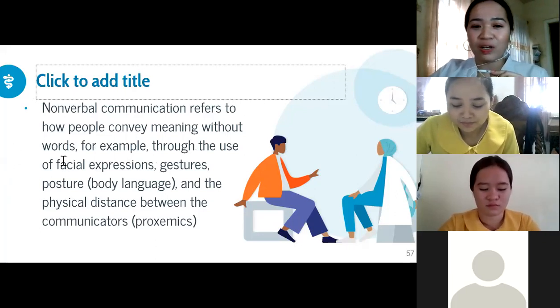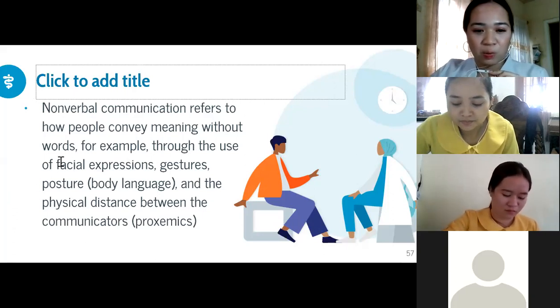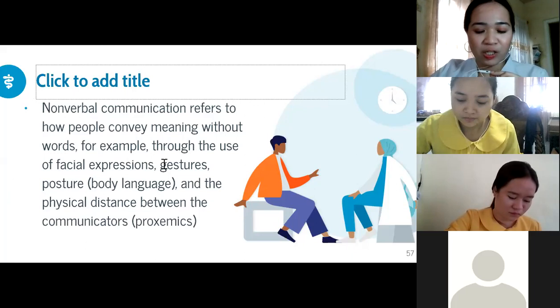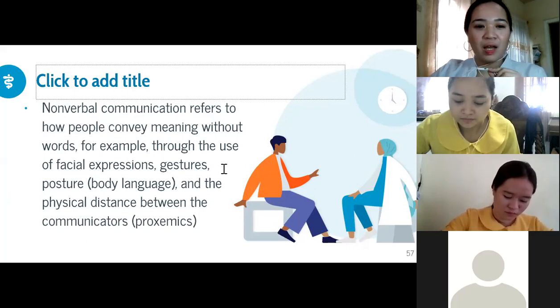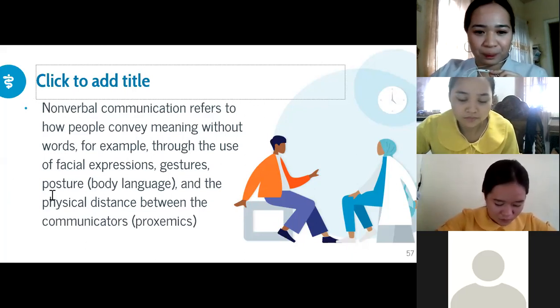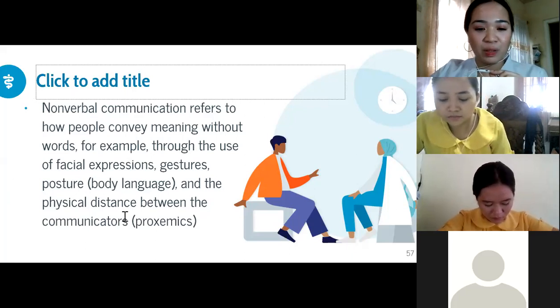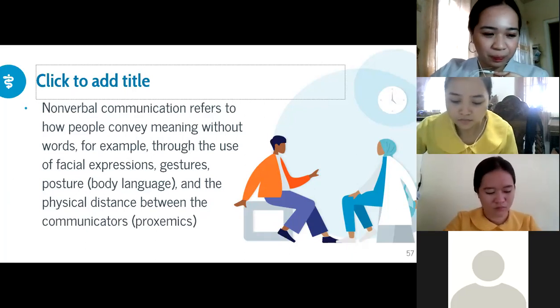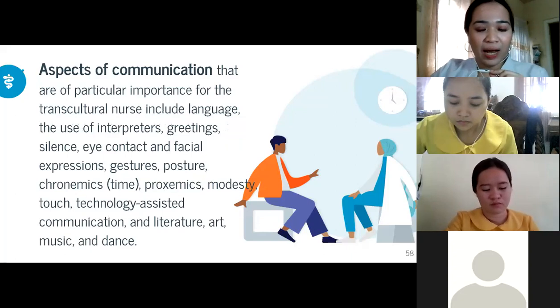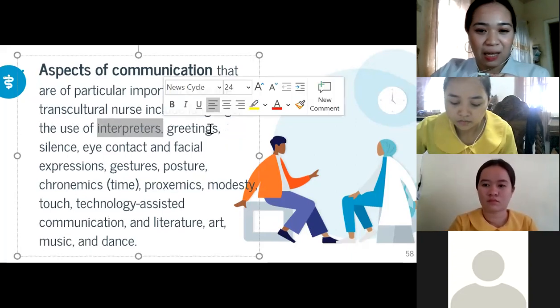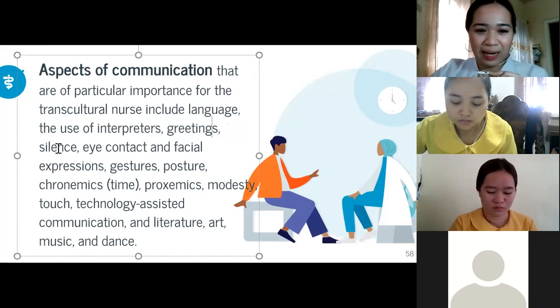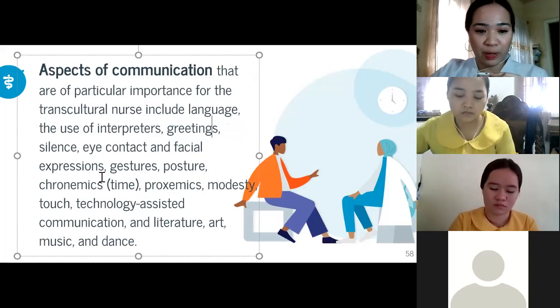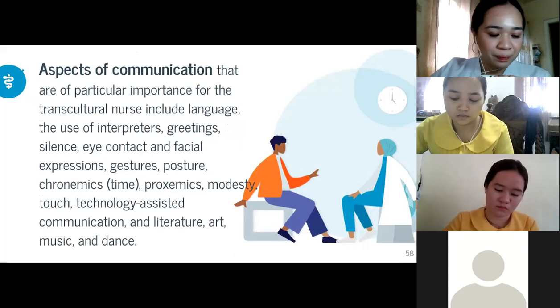Okay, so that is paralanguage. Nonverbal communication refers to how people convey meaning without words. So we are using facial expressions, we are using gestures, we are using posture, and the physical distance between communicators. And there are also aspects of communication where we are using interpreters: greetings, silence, eye contact, and facial expressions.